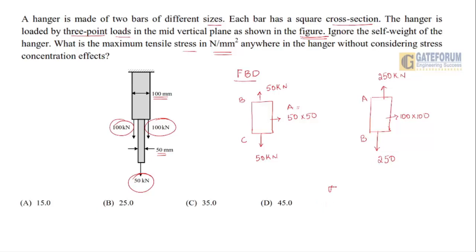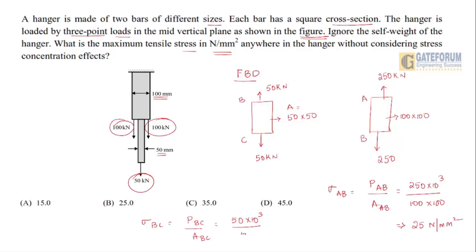Now sigma AB is equal to P AB by area, force by area. 250 into 10 cube by 100 into 100. You'll get 25 Newton per mm square. Suppose you are going with BC, stress is force per area: 50 into 10 cube by 50 into 50. You'll get 20 Newton per mm square.